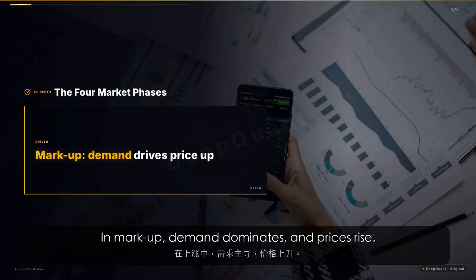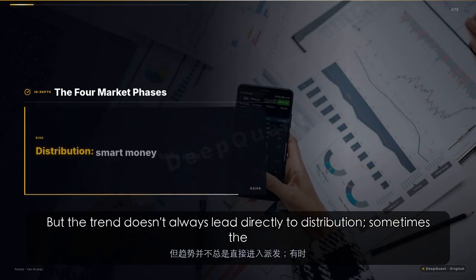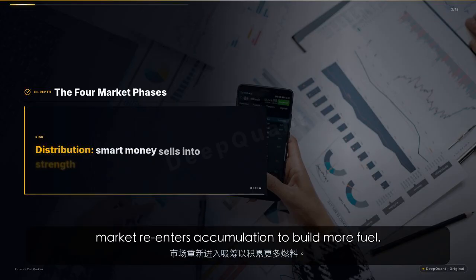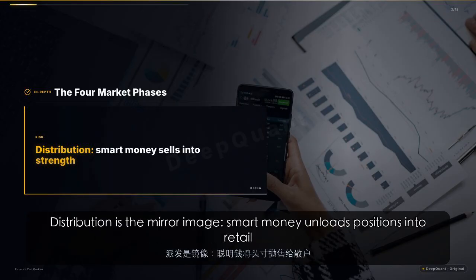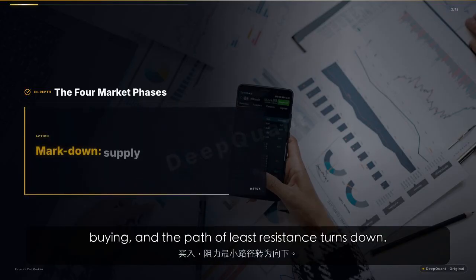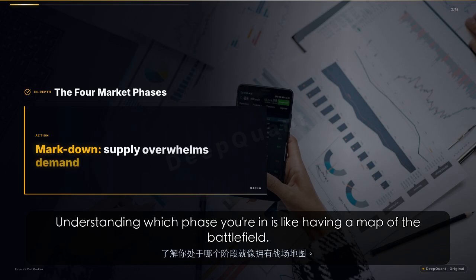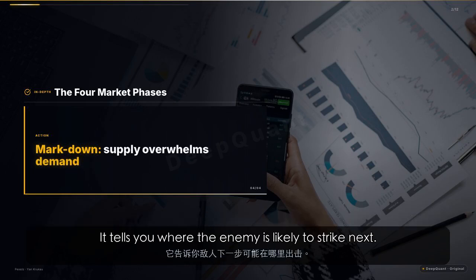In markup, demand dominates, and prices rise. But the trend doesn't always lead directly to distribution. Sometimes the market re-enters accumulation to build more fuel. Distribution is the mirror image: smart money unloads positions into retail buying, and the path of least resistance turns down. Understanding which phase you're in is like having a map of the battlefield. It tells you where the enemy is likely to strike next.